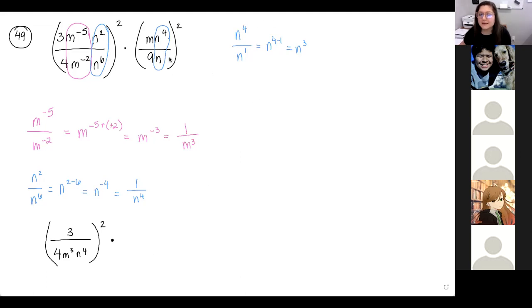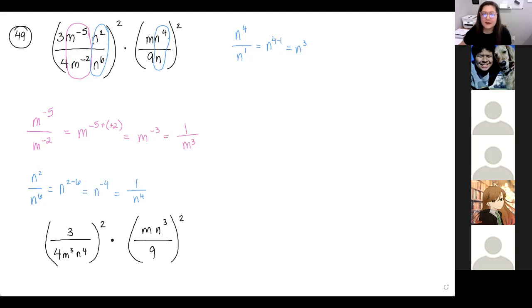So because that's the only like term between the numerator and denominator, I'm going to leave m on the numerator, 9 in the denominator, and then n to the third will stay. Oh, whoops, sorry. I did not mean to do that. Okay, n to the third over 9, okay? And then I'm going to square it.